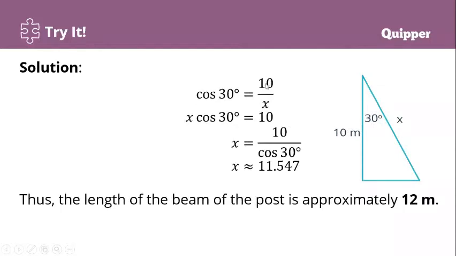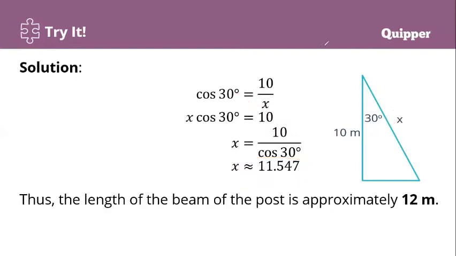Cosine 30 is equal to 10 over x. We'll get the cross product. Multiply cosine 30 and x, that is x cosine 30, and 10 times 1 is 10. From there, to find the value of x, divide both sides by cosine 30 degrees. Then we'll have our value, which is approximately 11 and 5/7. Thus, the length of the beam is approximately 12 meters. That is the first solution.